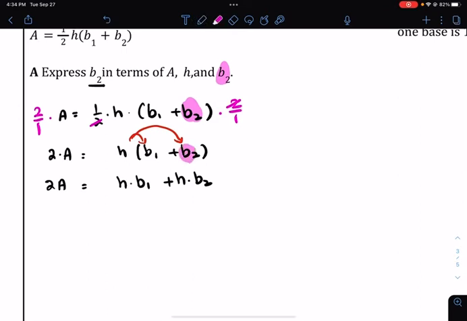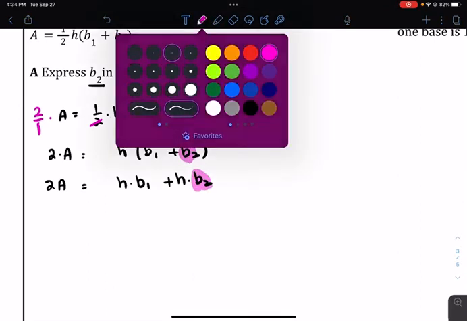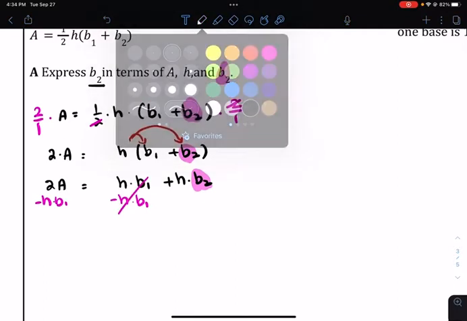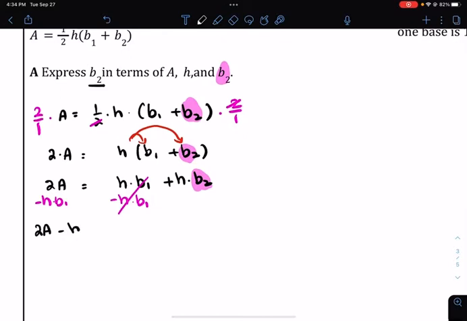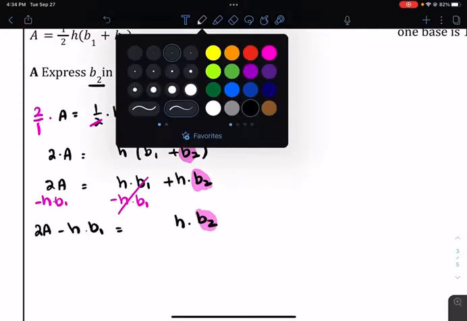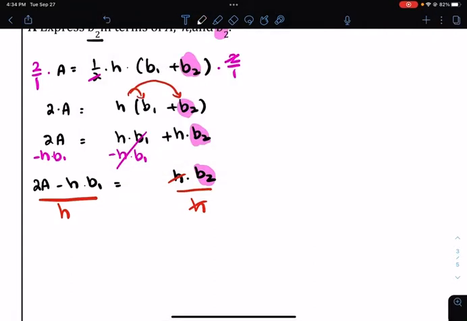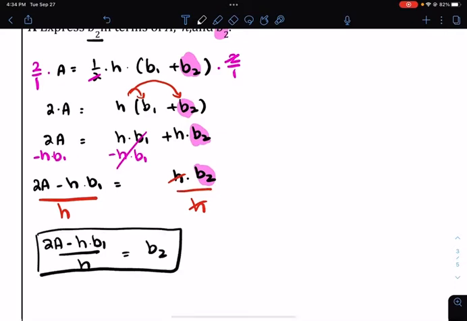Again, we want to isolate b sub 2. Now, because we still have h times b sub 1 here, we want to get rid of it, right? So now we're left with 2a minus h times b sub 1. Bring down the h times b sub 2. How do we get rid of the h? Just divide by h on both sides. Now we're left with (2a minus h times b sub 1) over h equals b sub 2. And this is your literal equation.